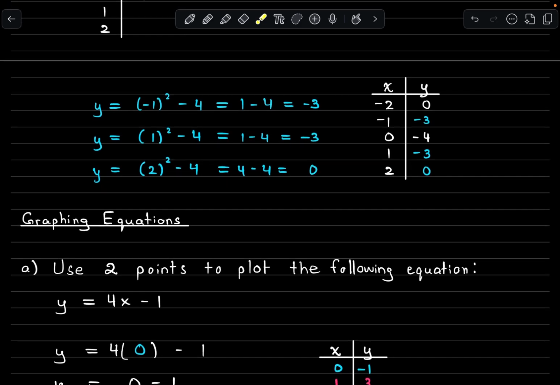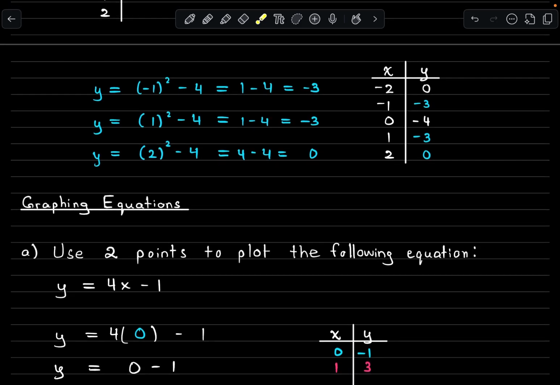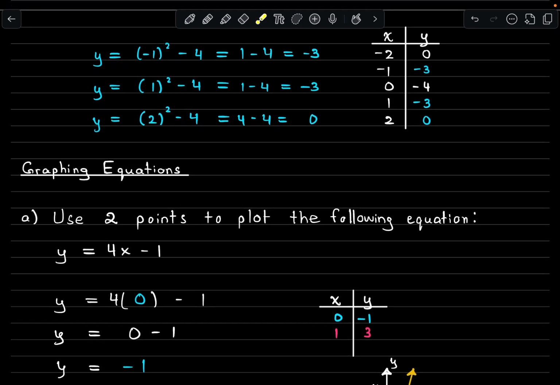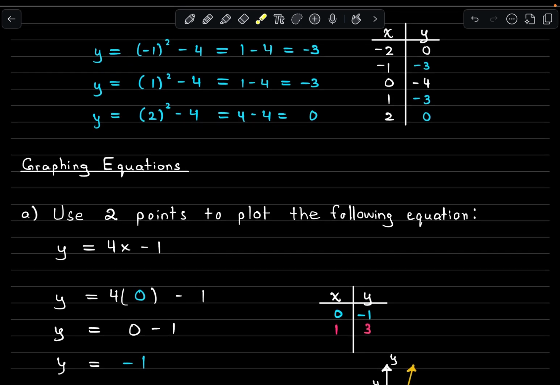Let's see how this shape works. Okay, so we've got a table here. First, let's just use 0 for x and 1 for x. Let's plug this in each case and see what we get for y. So if we plug in 0 for x, 0 minus 1, y is equal to -1. 0, -1. It's our first point.